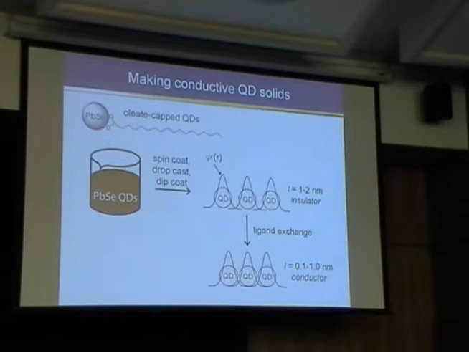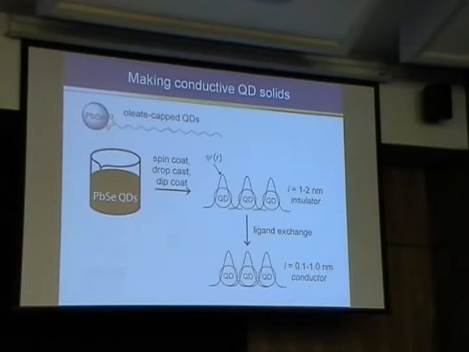By exchanging with something smaller, you cause the quantum dots to nestle up together, so you can decrease the interdot distance by quite a lot, down to maybe a couple of angstroms. That allows good wave function overlap, and then you generate a highly coupled quantum dot film, and it's conductive.